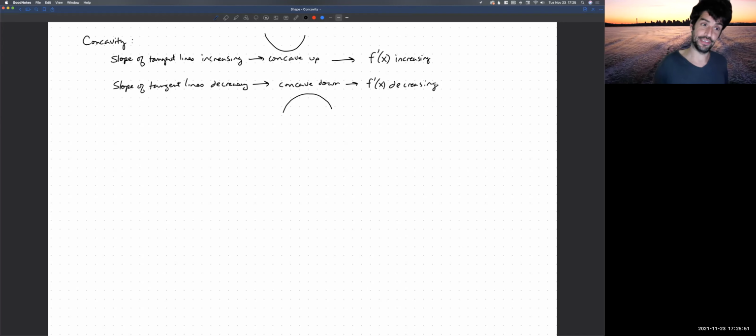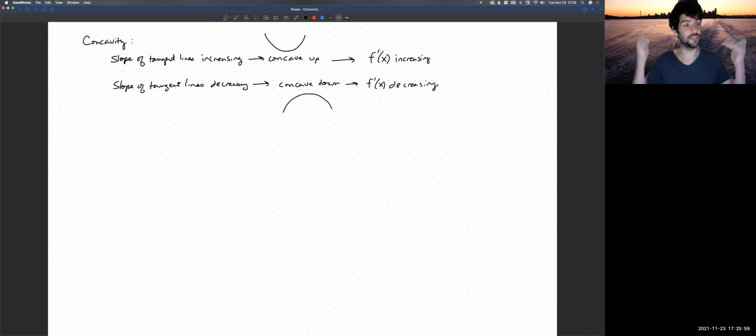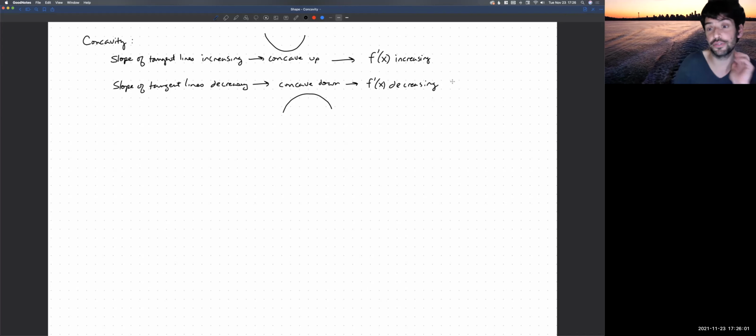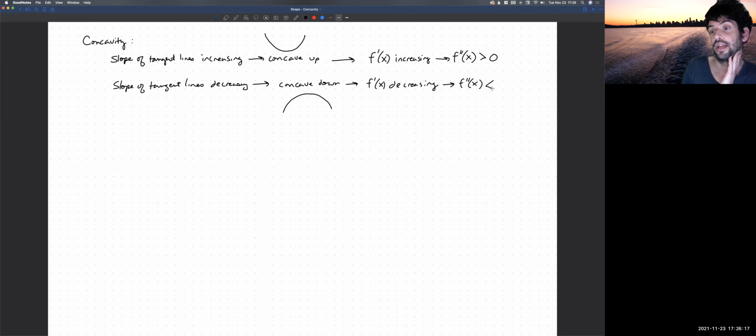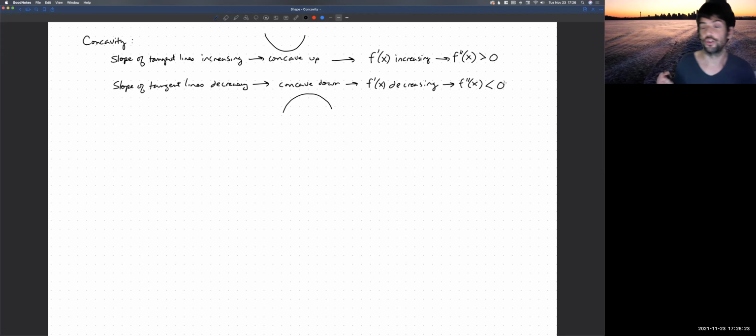Well, we know from the previous sections that we can tell if a function is increasing or decreasing by looking at its derivative. If the derivative is positive, a function is increasing. If the derivative is negative, a function is decreasing. The derivative of f prime is f double prime. So if f prime is increasing, f double prime must be positive. The second derivative must be positive. And if f prime is decreasing, f double prime must be negative.